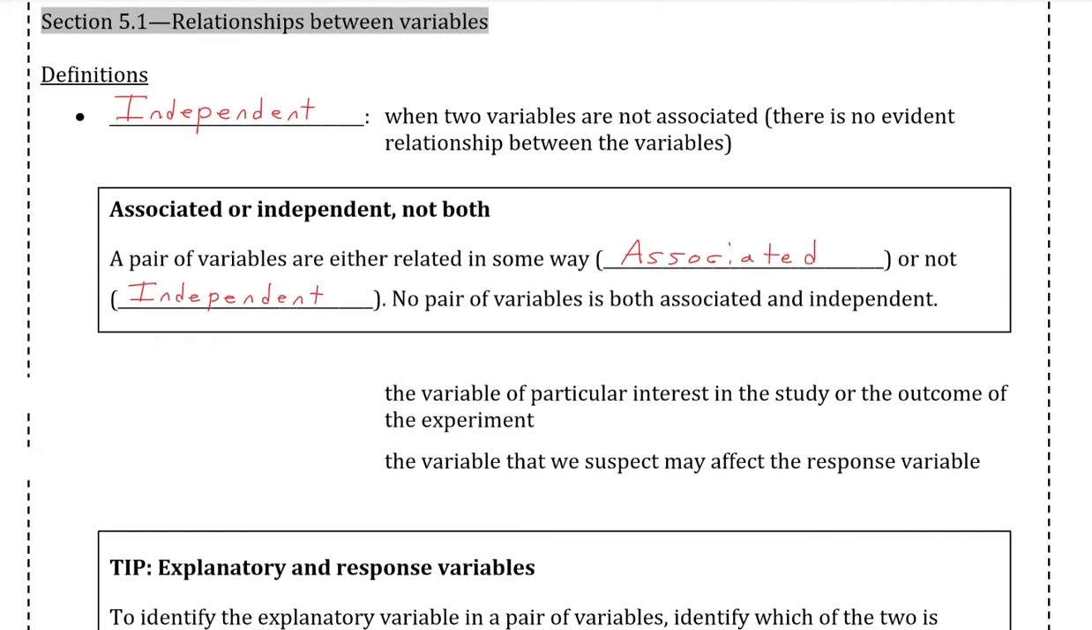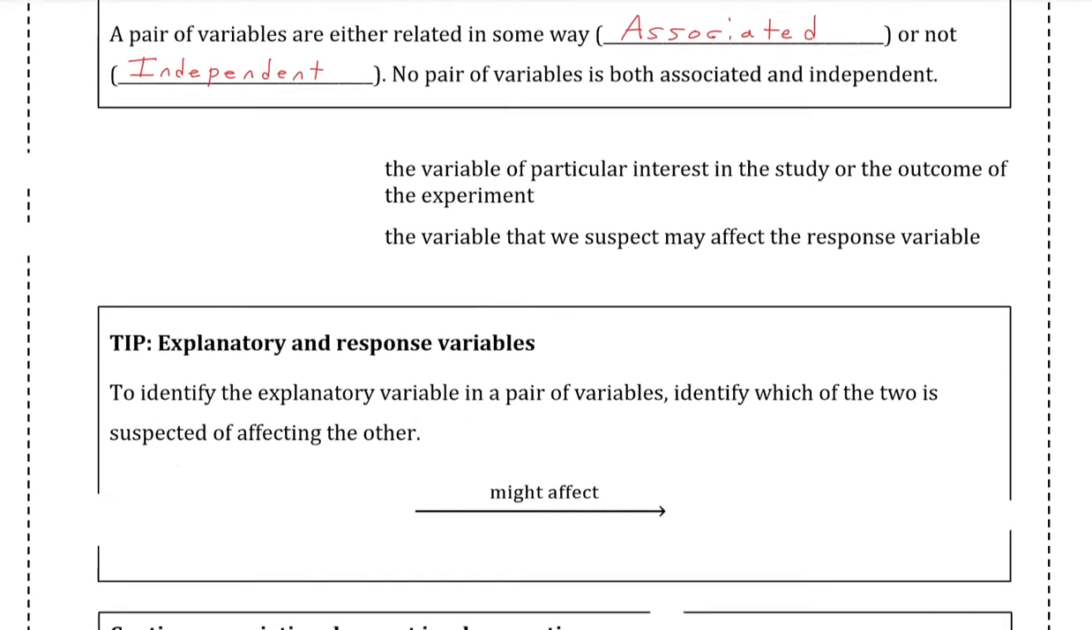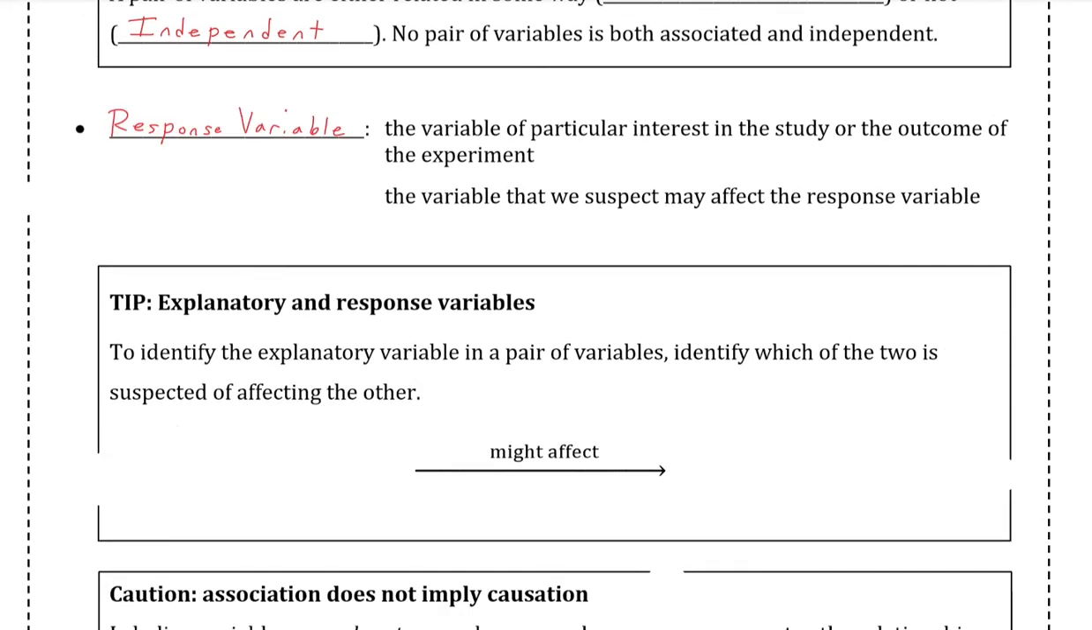We want to label the two variables in question as either response variables or explanatory variables. A response variable is the variable of particular interest in the study or the outcome of the experiment, whereas the explanatory variable is the variable that we suspect may affect the response variable. Note that we say that it may affect the response variable. We sometimes also say that it may explain the response variable.